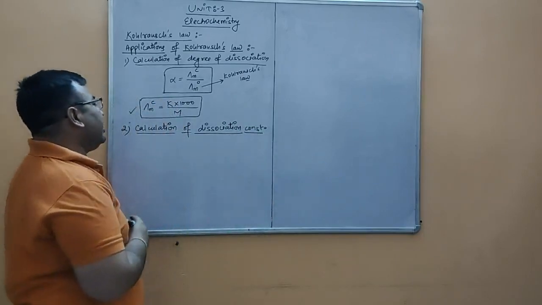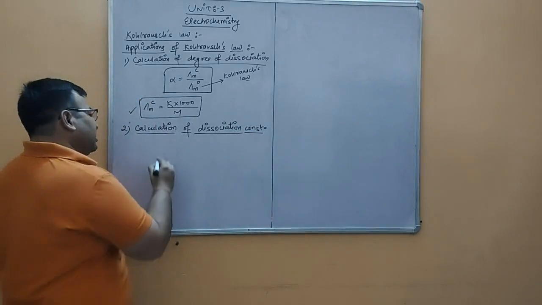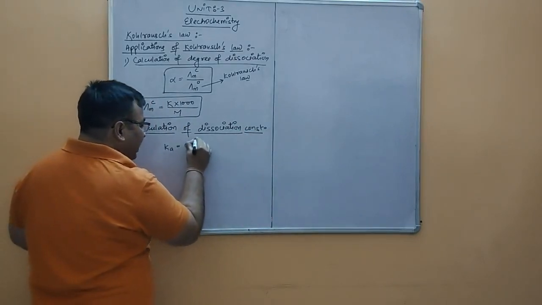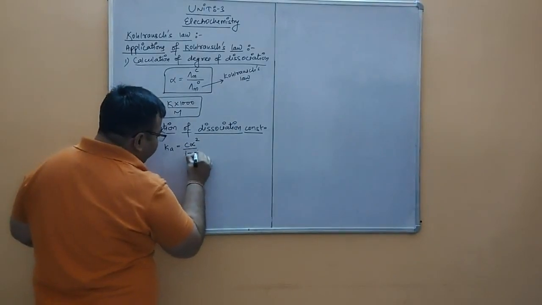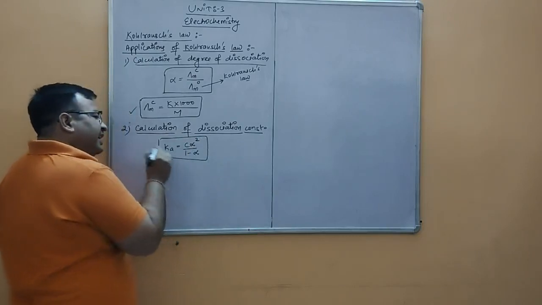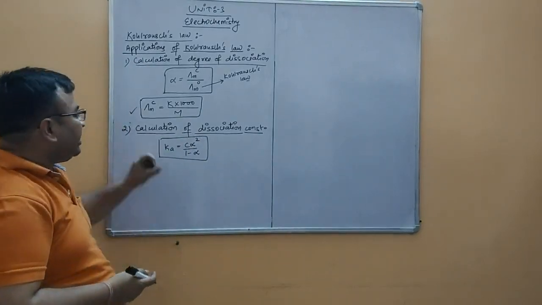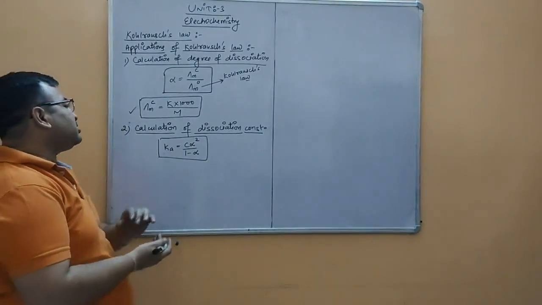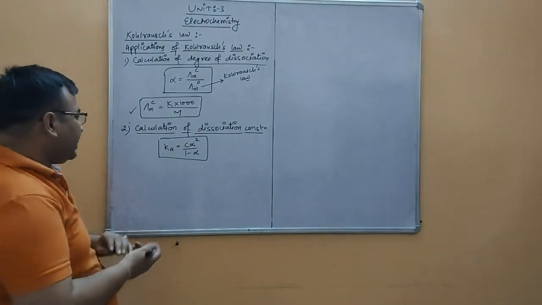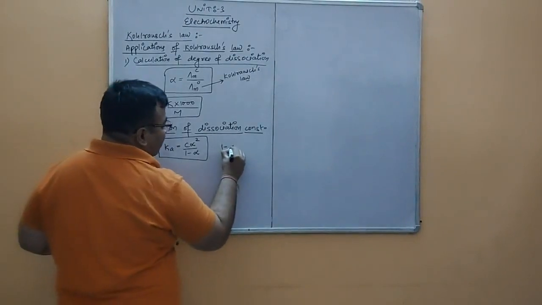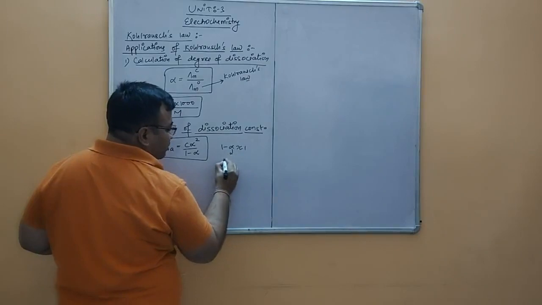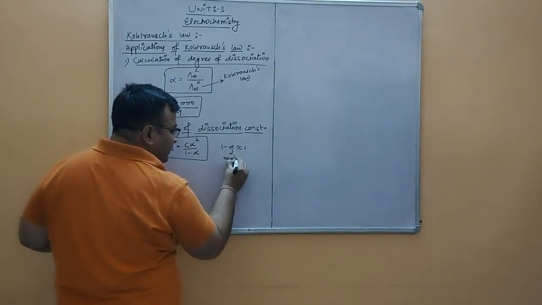So how can you calculate the value of dissociation constant, that is Ka? Ka is equal to C alpha square divided by 1 minus alpha. Here Ka is the dissociation constant. You know that 1 minus alpha is nearly equal to 1 because the degree of dissociation is negligible.